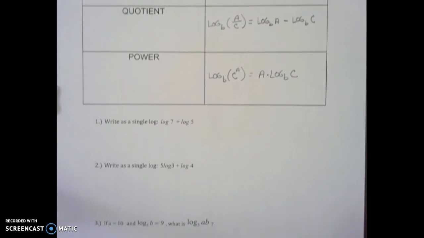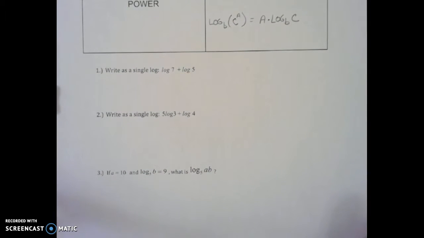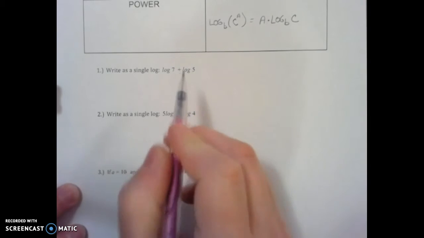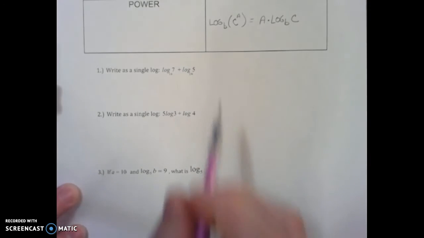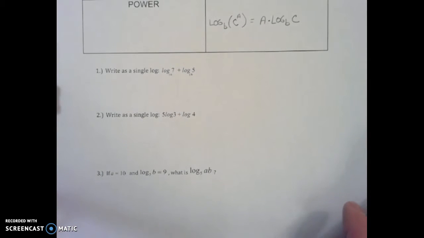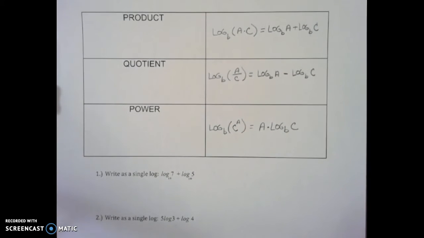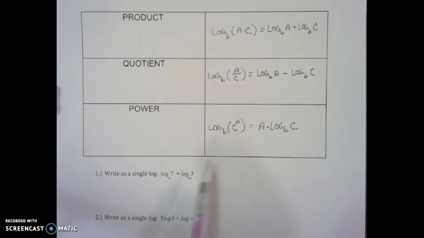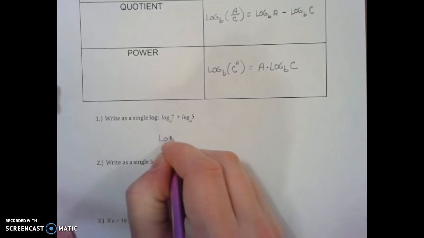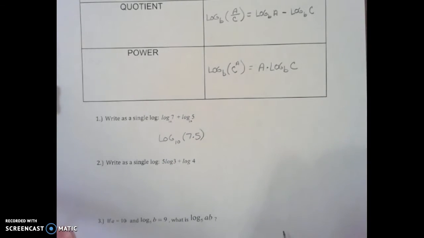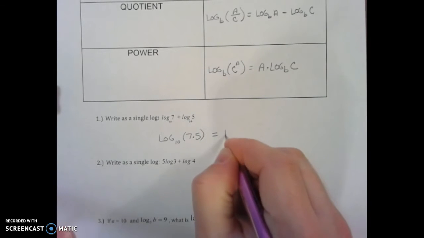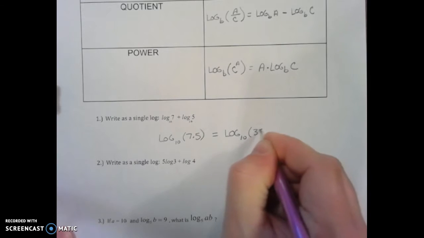In my first example, it says to write as a single logarithm: I have the logarithm of 7 plus the logarithm of 5. When it just says logarithm, it's important to remember that this is base 10. So these do have the same base. And if it's a sum like this, going back to my rules from above, I know that I could rewrite that as a product. So this is going to turn into log base 10 of 7 times 5. But again, I can just rewrite that as log base 10 of 35.